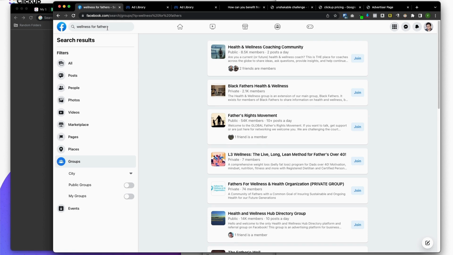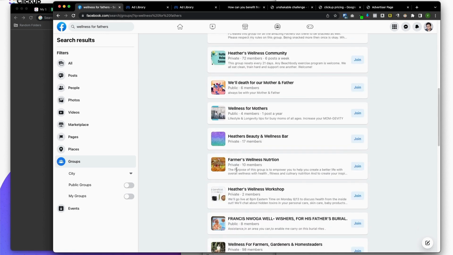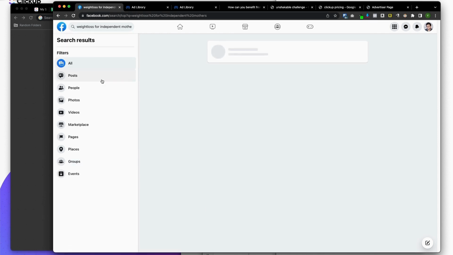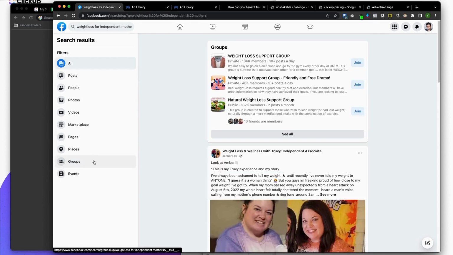Let's do a different niche real quick, right? It looks like fathers aren't really hanging out in Facebook groups, which again is a good data point that we're learning from this. But let's do a different niche that we can find out here. Let's do weight loss for independent mothers, just to give you an example of what that looks like.